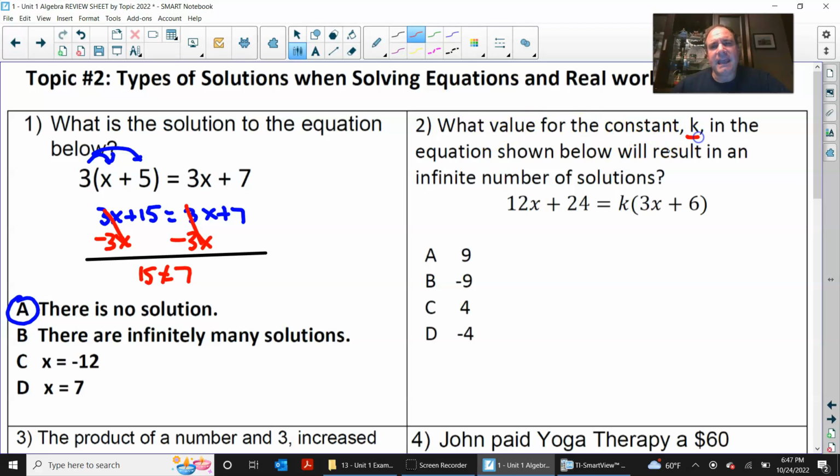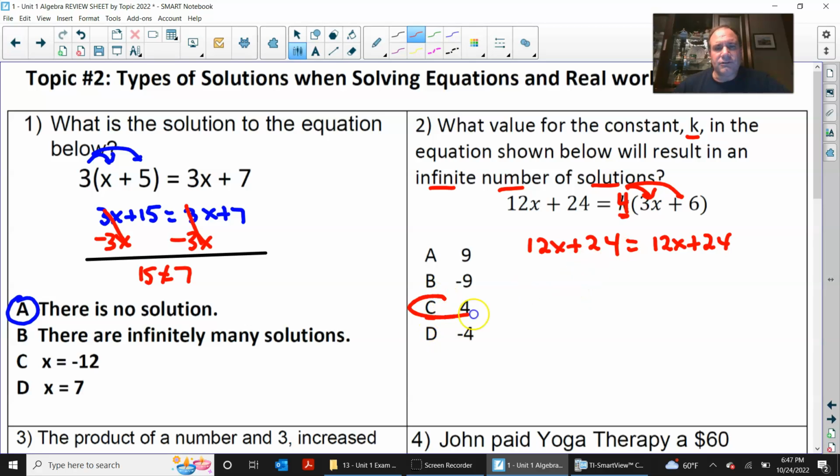What value of the constant k in the equation shown below will result in an infinite number of solutions? Infinite number of solutions, remember, is the same expression on both sides. So you have 12x plus 24, and you have to have 12x plus 24 on this side as well. So you have to ask yourself, what can you substitute in for k? Which one of these would make 12x plus 24? I'm looking at 4. If you substitute 4 in here, 4 times 3x is 12x. 4 times 6 is 24. So C is your answer.